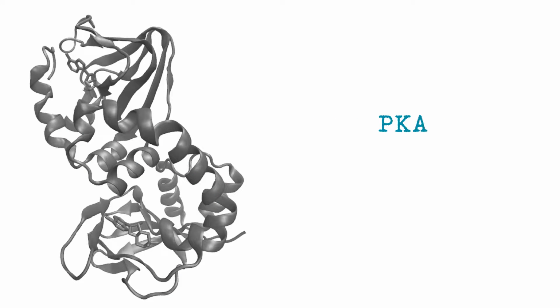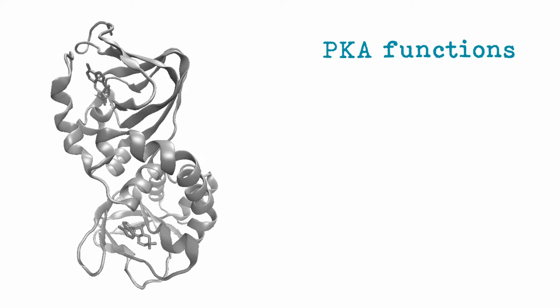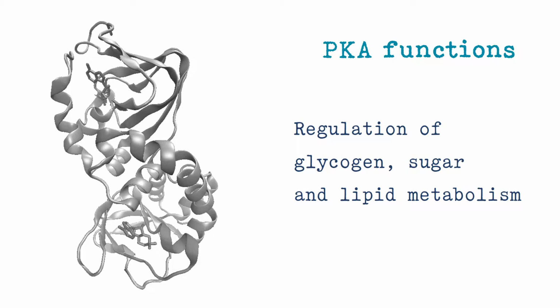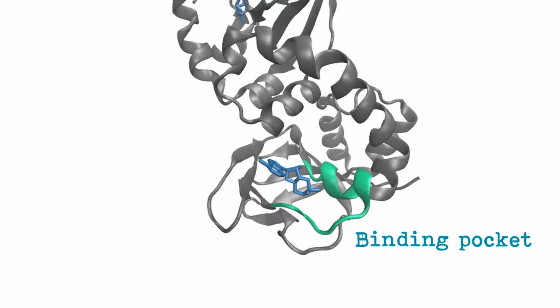Protein kinase A, or PKA, is an enzyme whose activity is dependent on cyclic adenosine monophosphate. PKA has several functions in the cell, including regulation of glycogen, sugar, and lipid metabolism. PKA has a cavity that allows cyclic AMP to bind. This type of cavity is what is called a binding pocket.